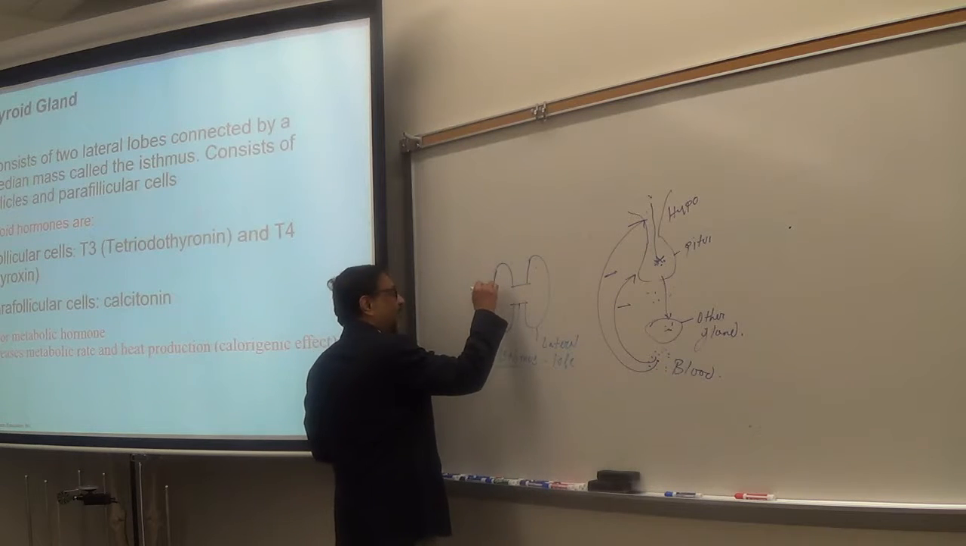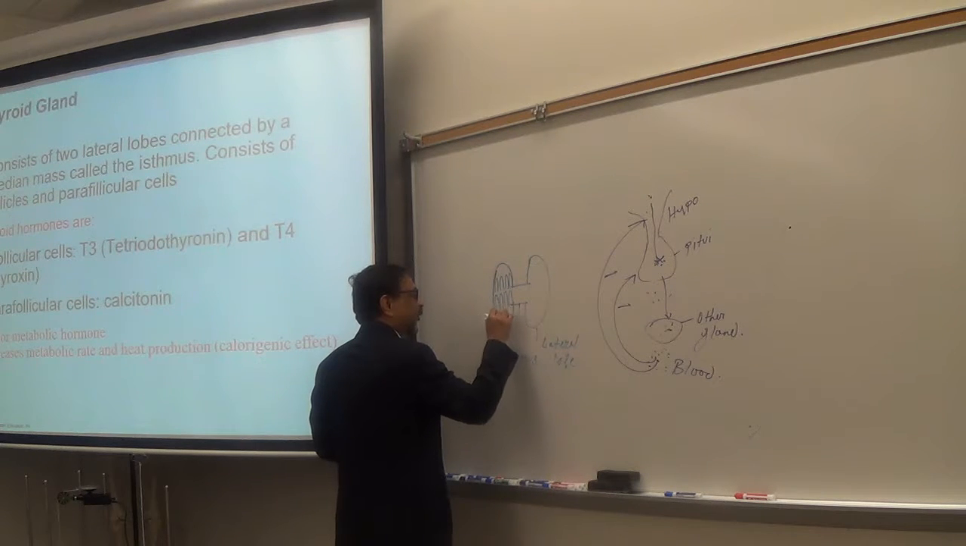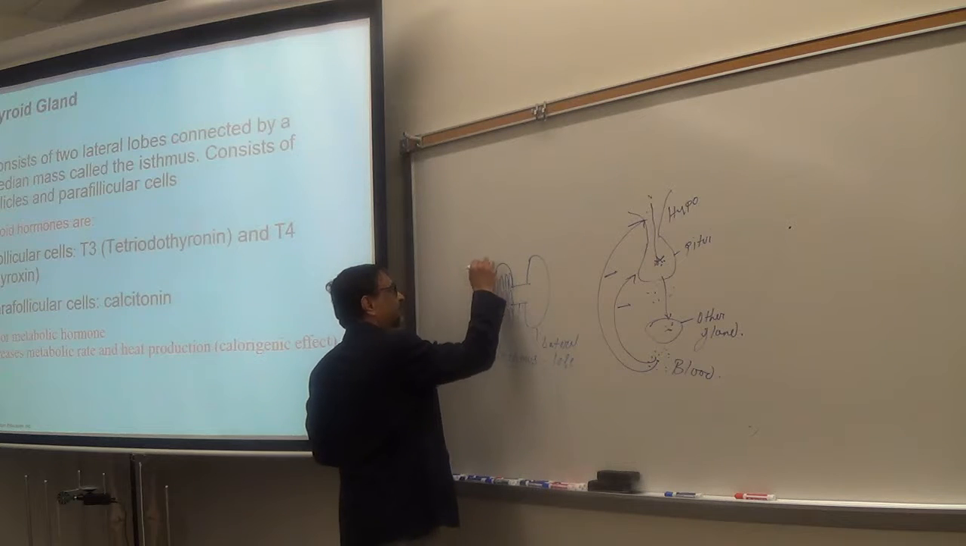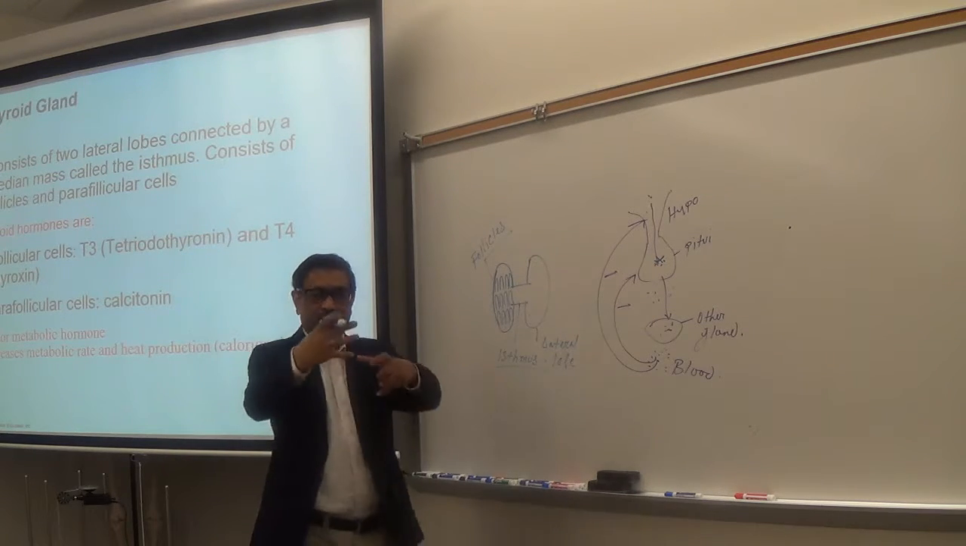Inside the lobe, what will you find? You will find many finger-like structures. These are called follicles. Thyroid follicles, like this, packed with follicles.